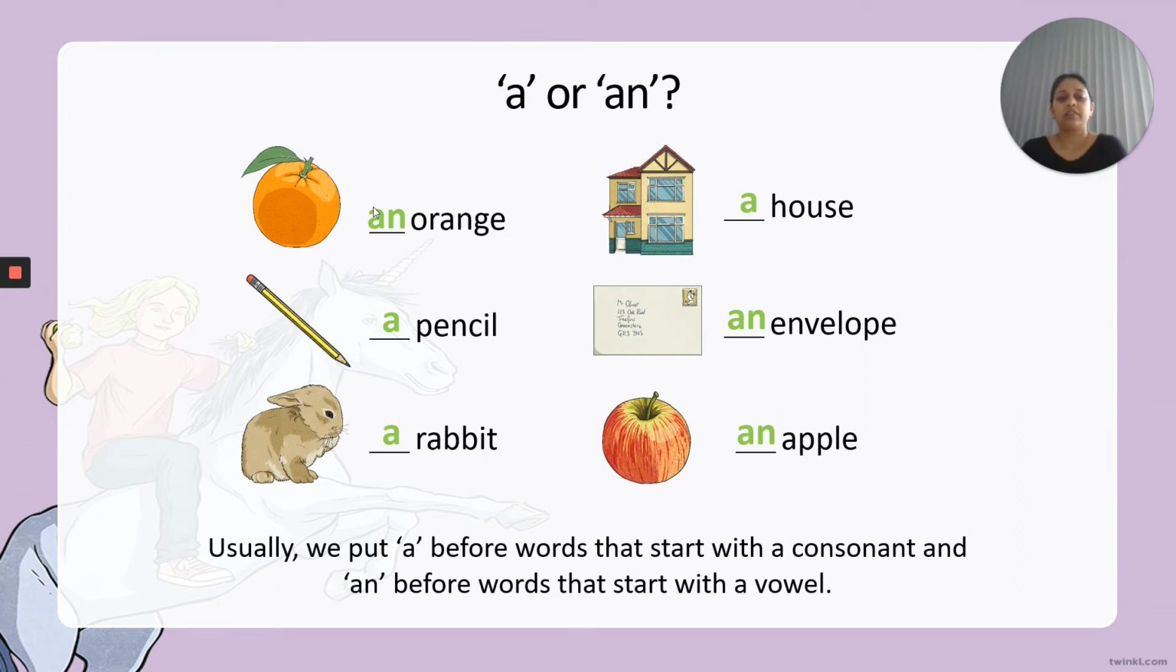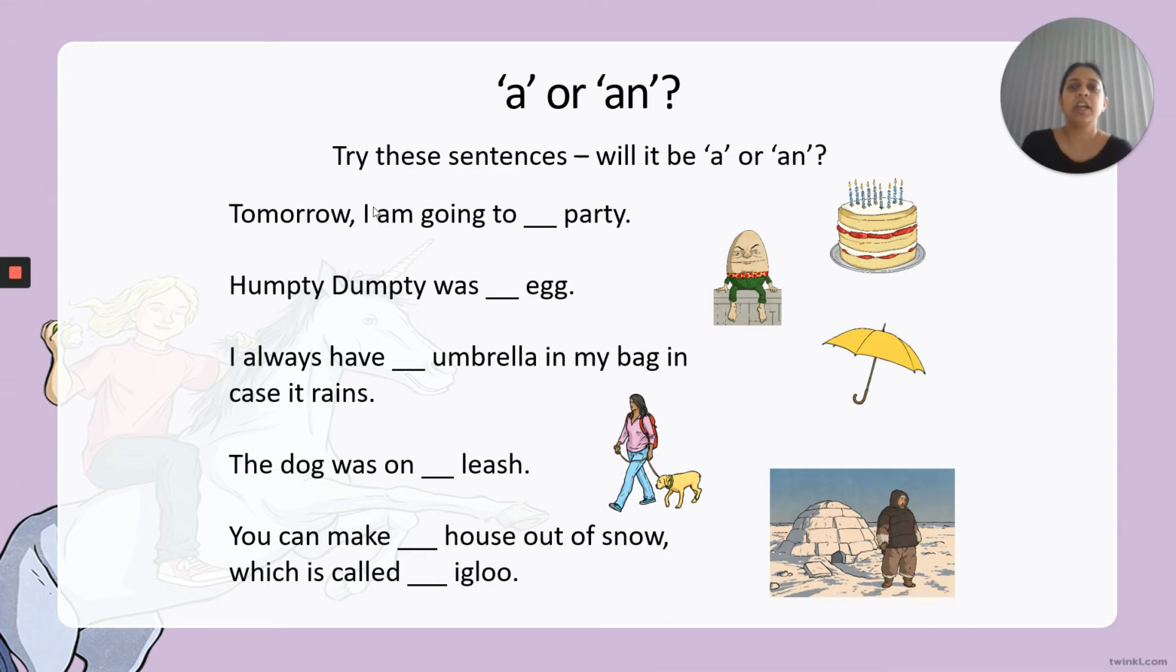Okay, right. These are some words that have the consonant sound. Now let's move on to sentences. Tomorrow I am going to a party or an party? Now we know that party starts with a P, which is a consonant, so we know that it has to be a party. Next one, Humpty Dumpty was a egg or an egg? Now we know that egg starts with an E and it's a vowel. So we know that the answer is going to be an egg.